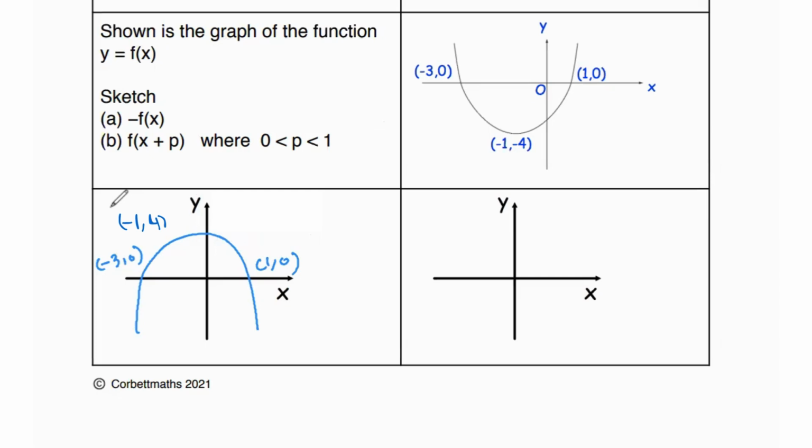And then for f of x plus p, what's going to happen is that we're moving p units to the left-hand side. So that means it's going to be like this. This will be -3 minus p, 0. This will be 1 minus p, 0. And this will be -1 minus p and -4. So this is your graph.